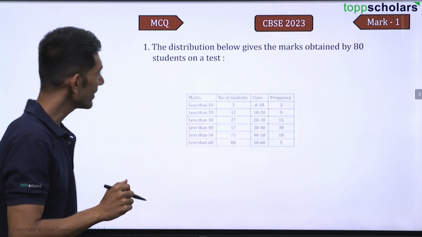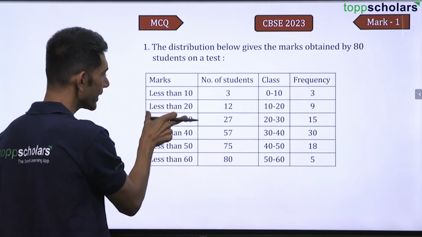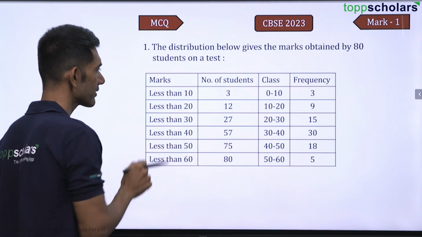So now let us see, and if you observe very carefully, we are given with less than 10, less than 20, less than 30, less than 40, less than 50, less than 60.